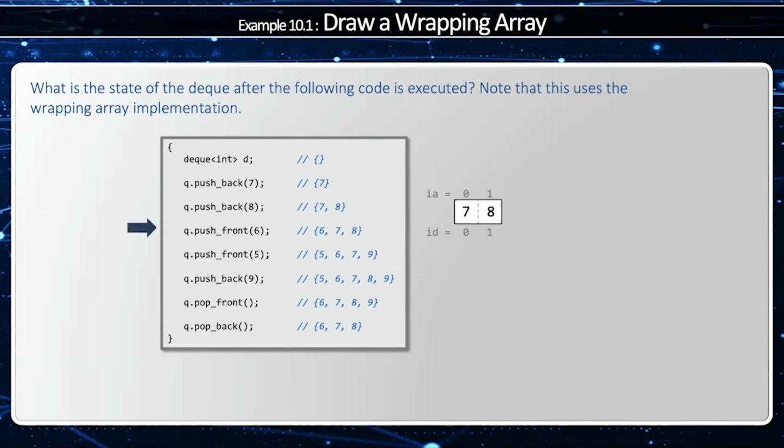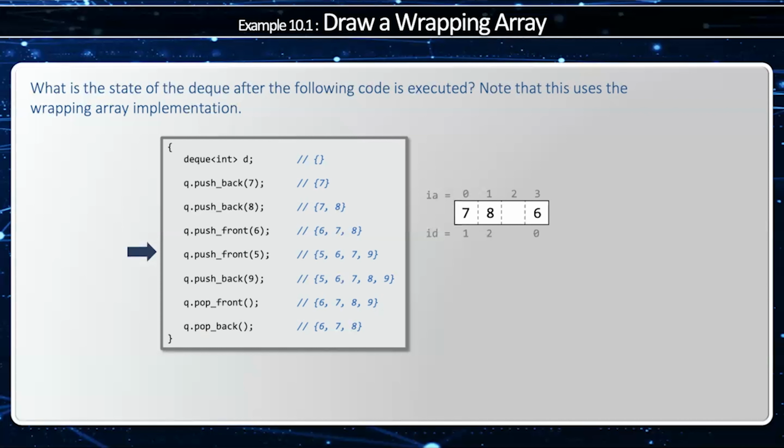Now, when I push front 6, my new Deque will say 6, 7, 8. But now I'm going to have to reallocate my array from 2 elements to 4 elements. And then I'm going to put 6 on the back. Notice how my Deque index of 0 corresponds to slot 6, even though the array index is slot 3.